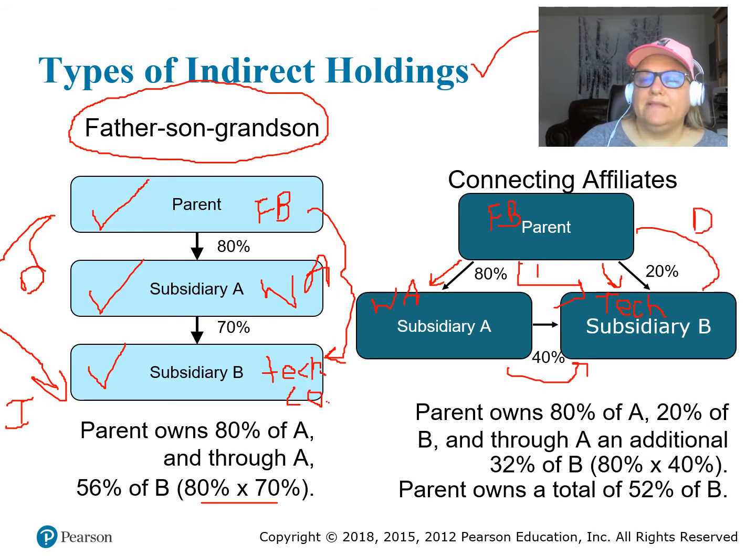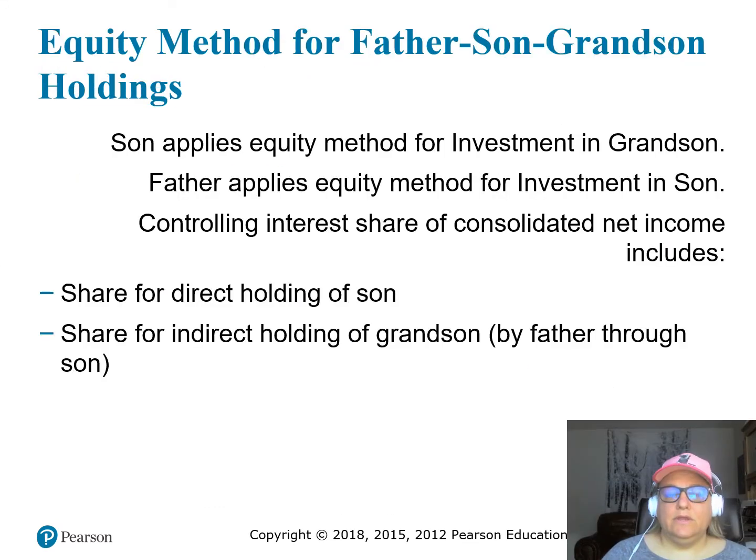So the parent basically in this situation has a 32% indirect relationship with sub B, which is 80 times 40%, and a 20% relationship directly with sub B. And so what you have to do is go in and suss out the income in this. So that's basically what we're doing in this chapter. So when you look at the relationship, father, son, grandson, all right, there was only one direct relationship from parent, father to grandson, right?